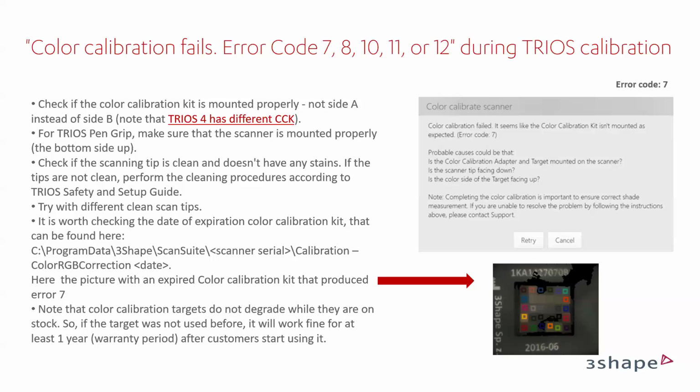If the tips are not clean, we need to perform the cleaning procedures according to the safety and setup guide as well. Also, we need to try it with different clean scan tips. It's also worth checking the expiration date of the color calibration kit, which can also be found using this path. As we mentioned, here is an example with the error code 7.